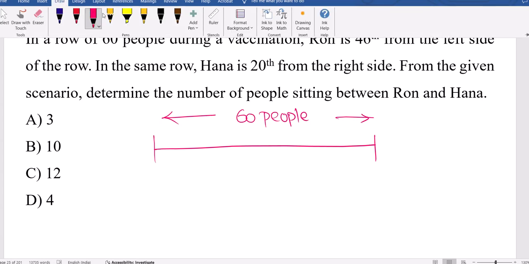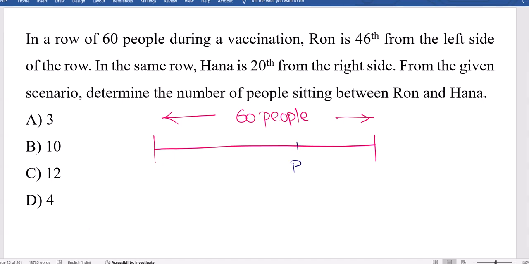Ron is 46th from the left side. Hanna is 20th from the right side. Now listen, how can you decide how many people are between them? I want both persons from the left side or both from the right side. Only one reference I want. Ron is 46th from the left side, no? I hope you know Ron's position from the right side. Totally 60, so 60 minus 46 plus 1. If you want the right side position: total minus left side position plus 1. What is it?